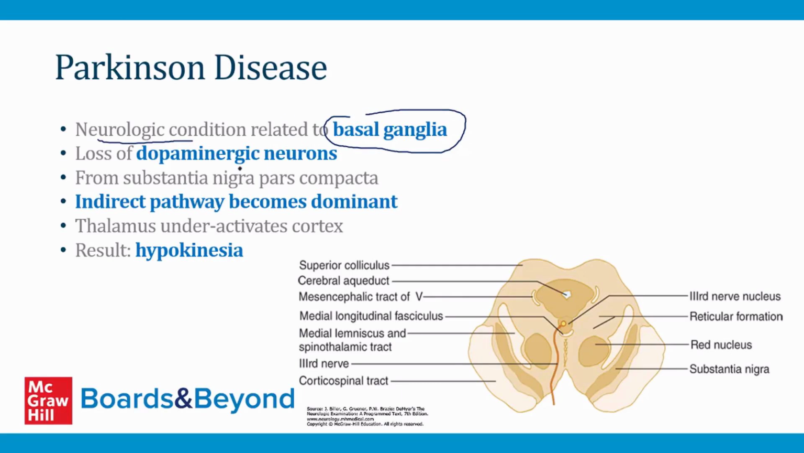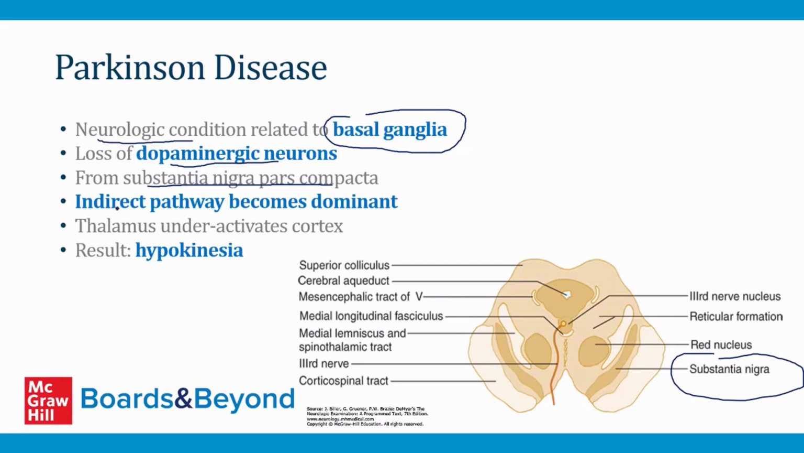The cause of Parkinson's disease is a loss of dopaminergic neurons, which means neurons that produce dopamine that are found in the basal ganglia. Specifically, it's neurons from the substantia nigra pars compacta, which is a portion of the basal ganglia found in the midbrain. It's shown on this image right here. That's where the dopamine-producing neurons are lost.